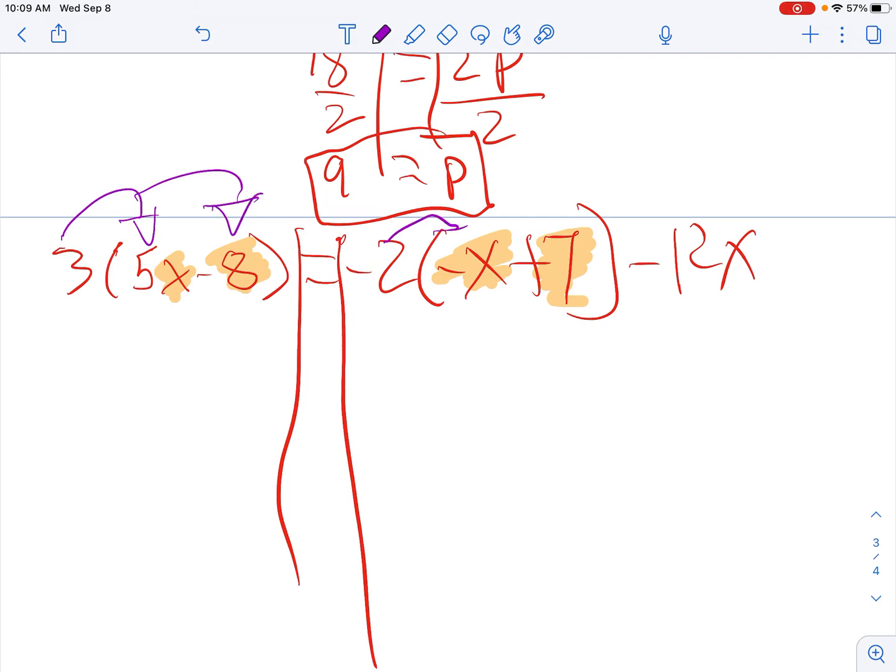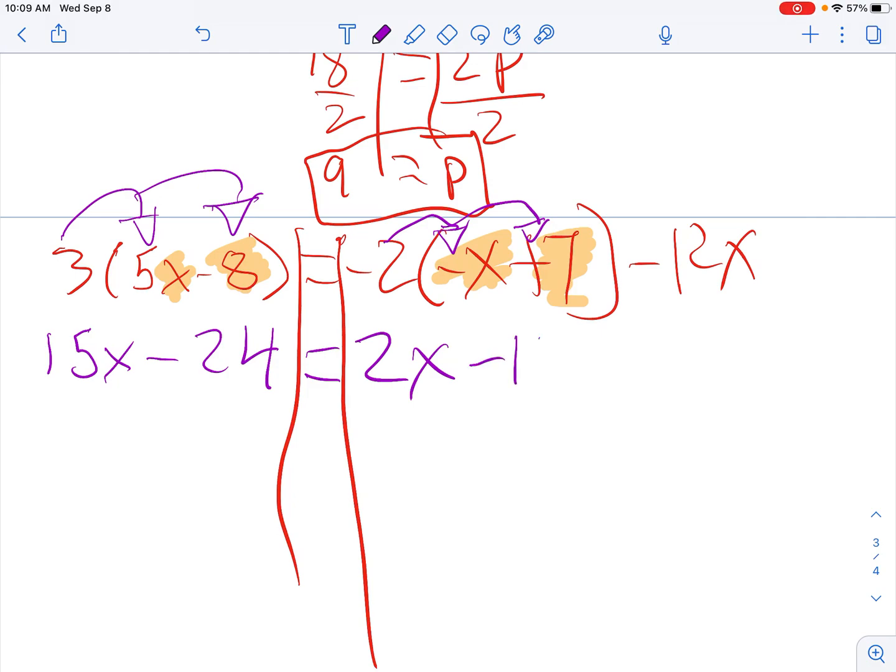However, I can take 3 and multiply it into both terms, and I can take negative 2 and multiply it into both terms. So let's go ahead and do that. 3 times 5 is 15, and I have to bring along the x. 3 times negative 8 is negative 24. Negative 2 times negative x, a negative times a negative is a positive. Negative 2 times 7 is negative 14. And don't forget to bring down negative 12x.